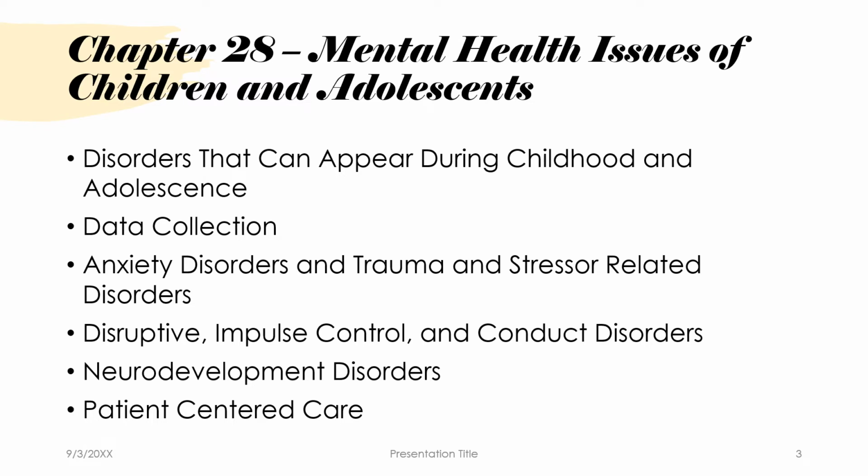Some disorders that can appear during childhood and adolescence include depressive disorders, anxiety disorders, trauma and stress-related disorders, substance use disorders, feeding and eating disorders, disruptive, impulse control, and conduct disorders, neurodevelopment disorders, bipolar and related disorders, schizophrenia spectrum and other psychotic disorders, non-suicidal self-injury and suicidal behavior disorder, impulse control disorders, communication disorders, and tic disorders.